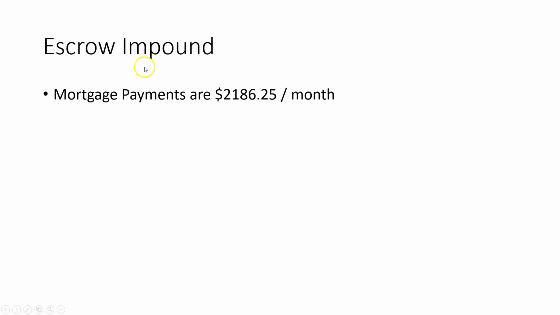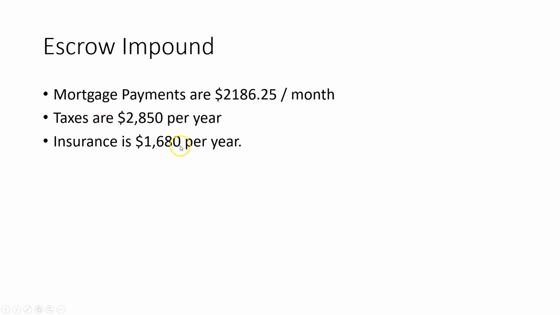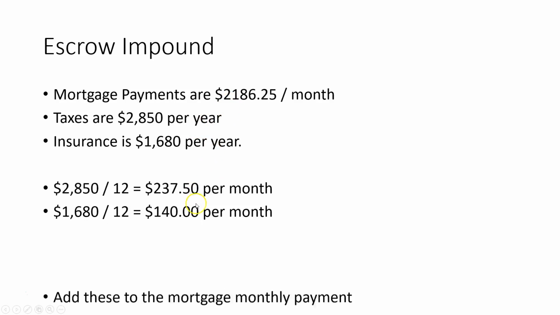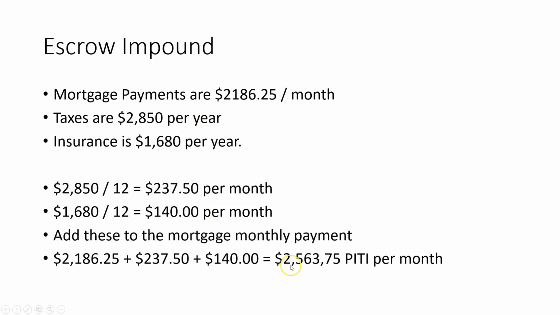For example of an escrow impound account, mortgage payments are $2,186.25 per month. The yearly taxes are $2,850, and the yearly insurance is $1,680. So they're going to take 1/12 of the taxes and 1/12 of the insurance and add it to your monthly payment, which will come to a total of $2,563. And then when the time comes to pay the taxes and the insurance at the end of the year, you'll have the appropriate amount in the escrow account that they can pay on your behalf.